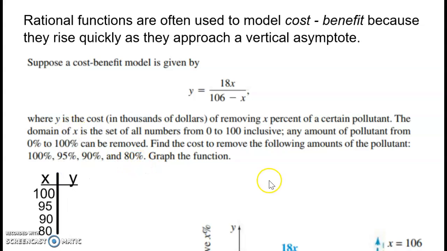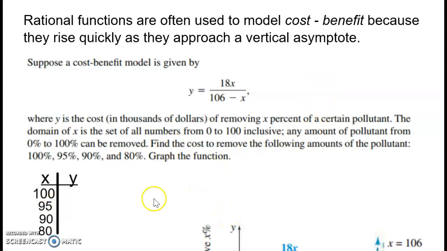So here's a place in business, for you guys that are business majors, which all of you are. Rational functions are often used to model cost benefit, because they rise quickly as they approach some certain number. For example, here's a cost benefit model. y equals 18x over 106 minus x, where y is the cost in thousands of dollars of removing a certain percent of a certain pollutant. The domain of x is the set of all numbers from 0 to 100. 0% to 100% of this pollutant is being removed.